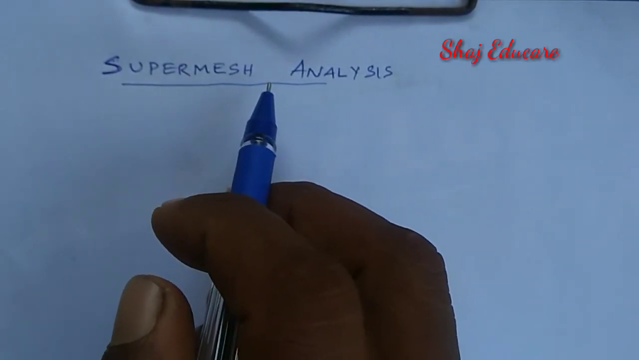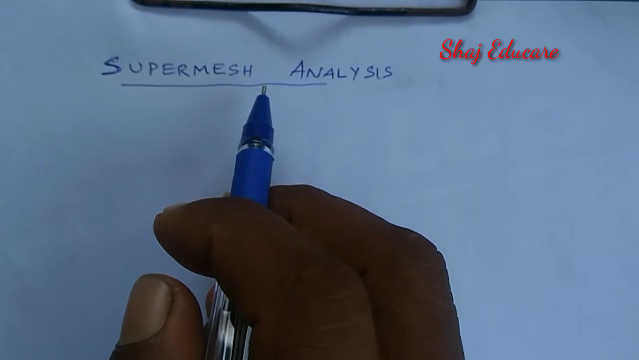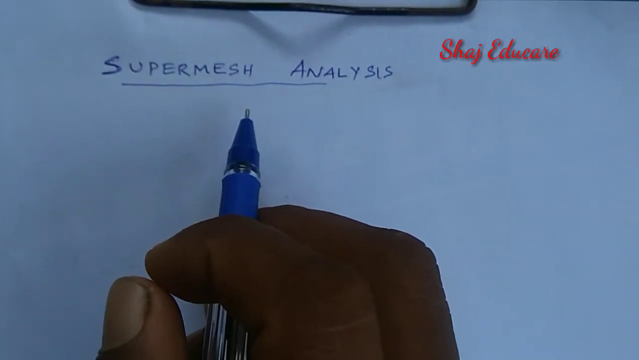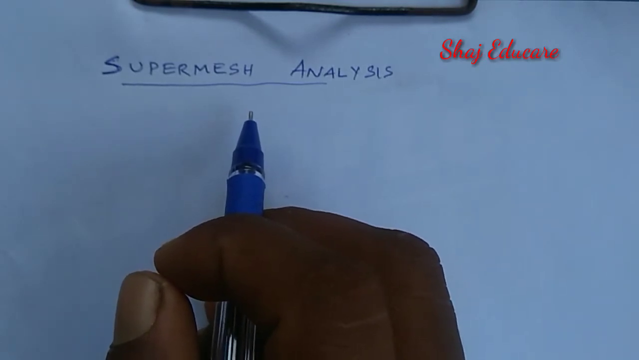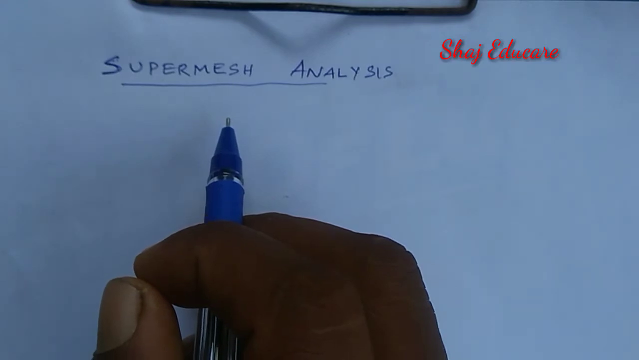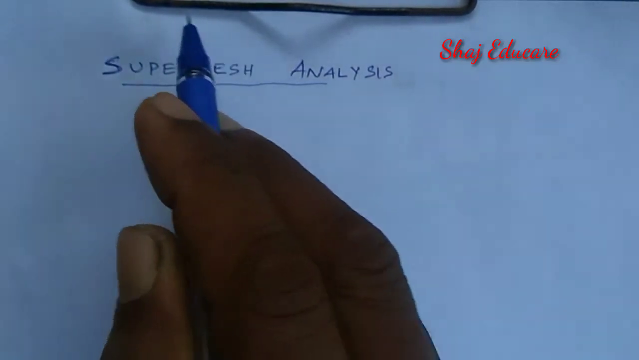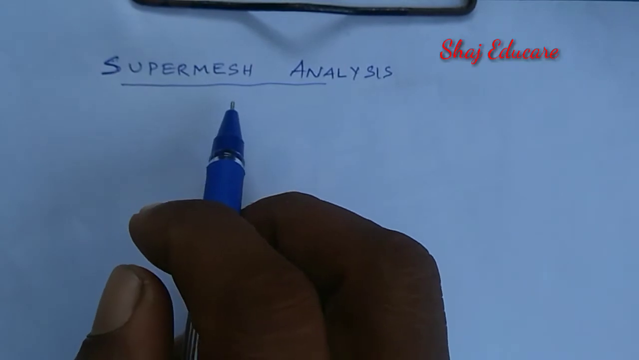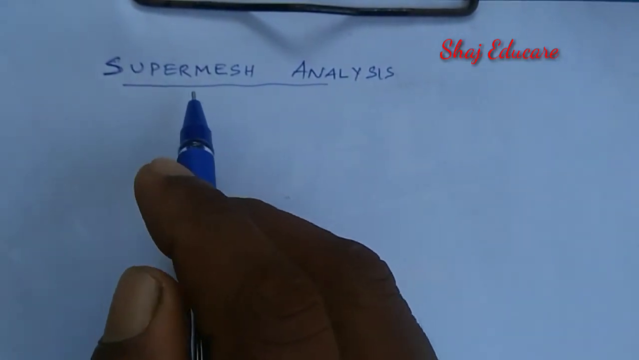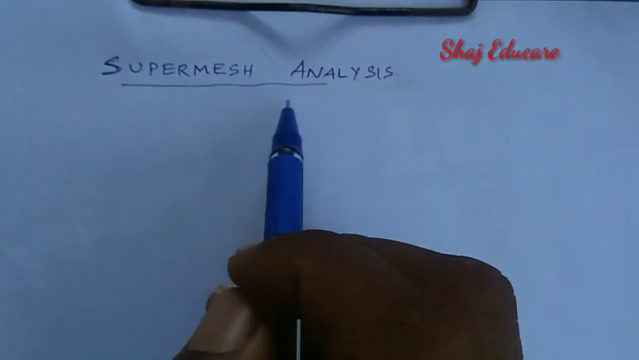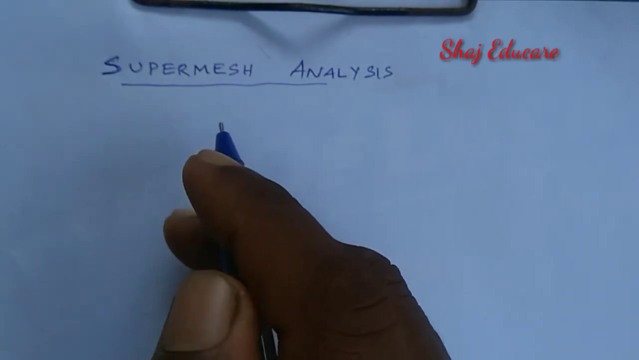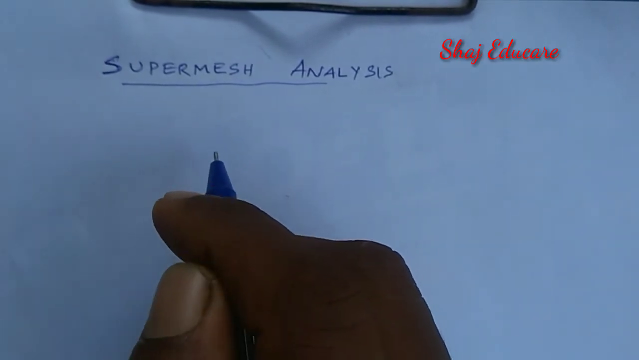Suppose any of the branches in the network has a current source, then it will be very difficult to use the conventional mesh analysis. In that case, we can make use of a super mesh analysis. Suppose any branch contains a current source, we have to use super mesh analysis. Otherwise, it will be convenient to use the ordinary mesh analysis.